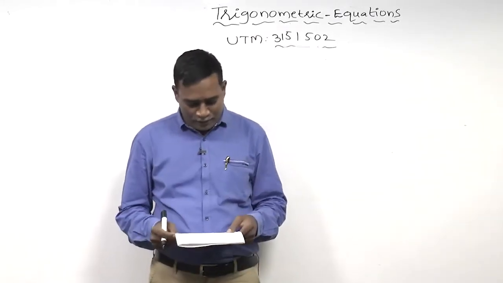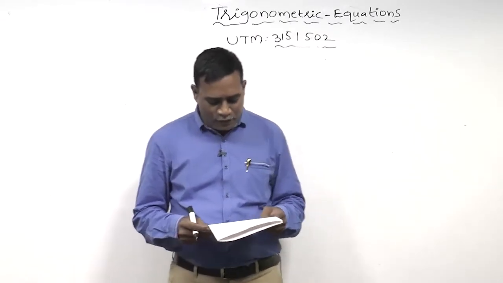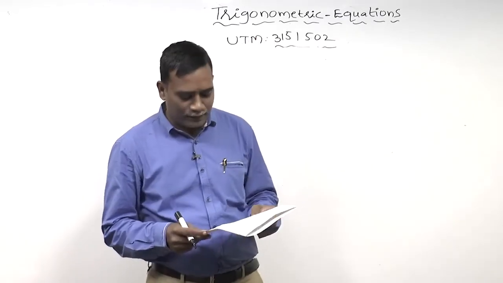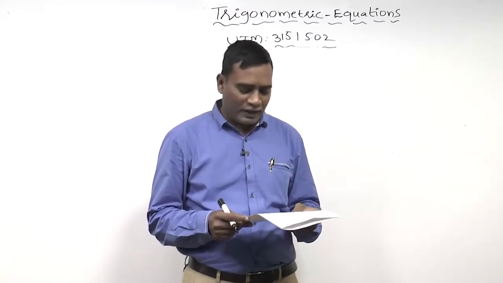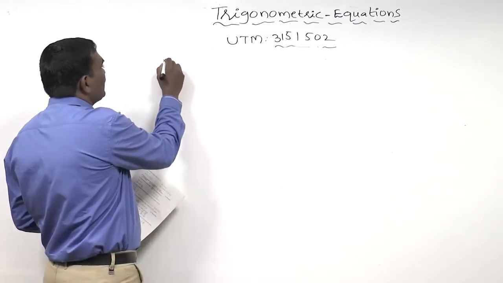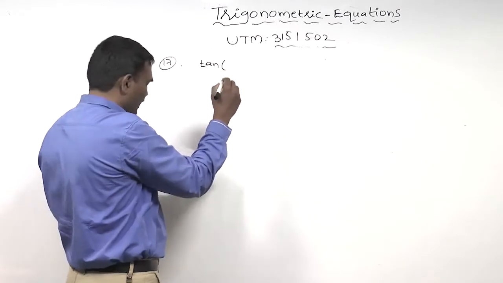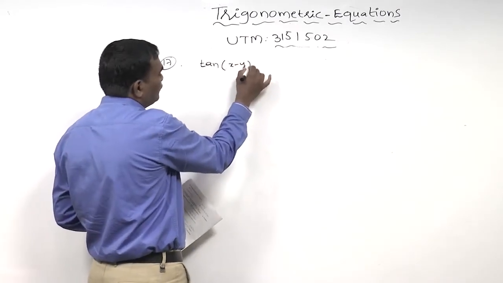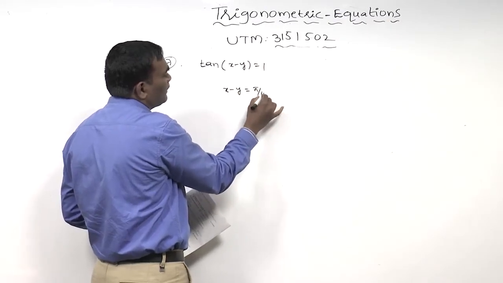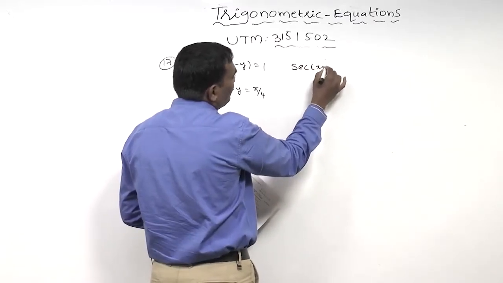Now what is the 17th question? The smallest positive values of x and y satisfying tan of (x minus y) is equal to 1 and secant of (x plus y) is equal to minus 2. What are the x and y values? 17th question, tan of (x minus y) is equal to 1. x minus y is equal to what? We can take pi by 4. Next, secant of (x plus y) is equal to minus 2.